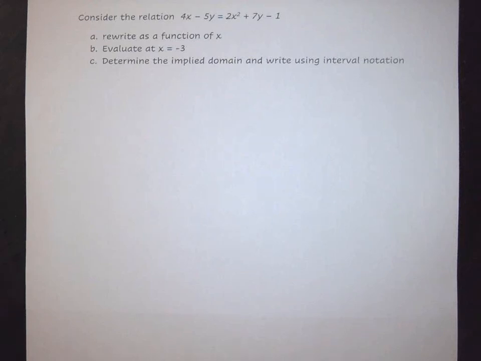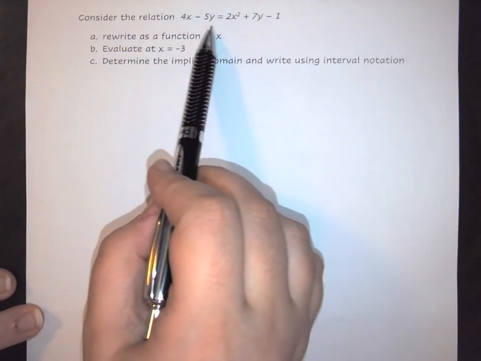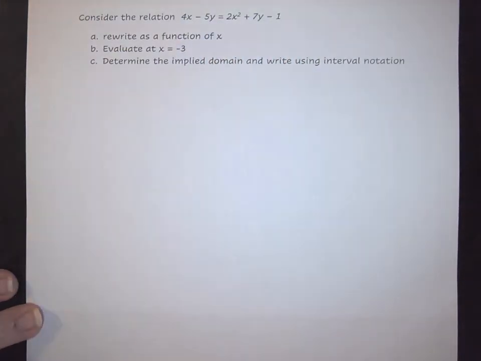In this example, we're going to look at what it means to rewrite an equation in terms of a function of x. Then we're going to look at what it means to evaluate it at a certain value, and what it means to determine an implied domain and then use interval notation to write that domain. So first and foremost, notice I have this big long equation here and it has to be unscrambled.